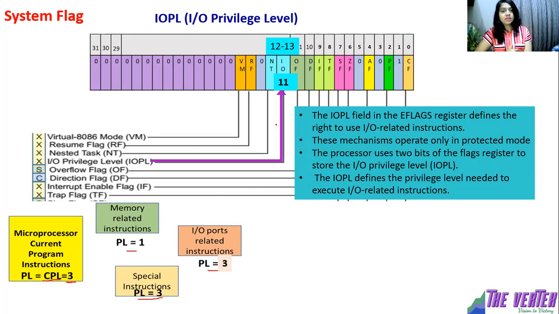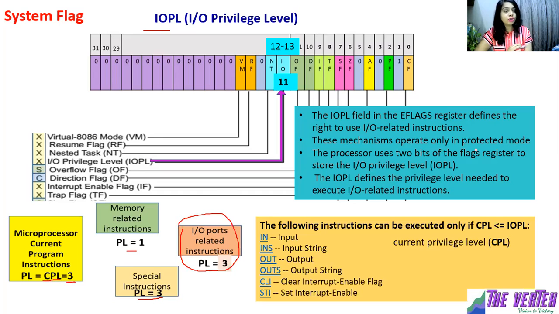So what happens? The IOPL field in the EFLAGS register defines the right to use input output related instructions because it is the input output privilege level. So it is related to input output port related instructions only. This mechanism operates only in protected mode. That means this IOPL will work only when 80386 is operating in protected mode. Protected mode means when it behaves like itself.